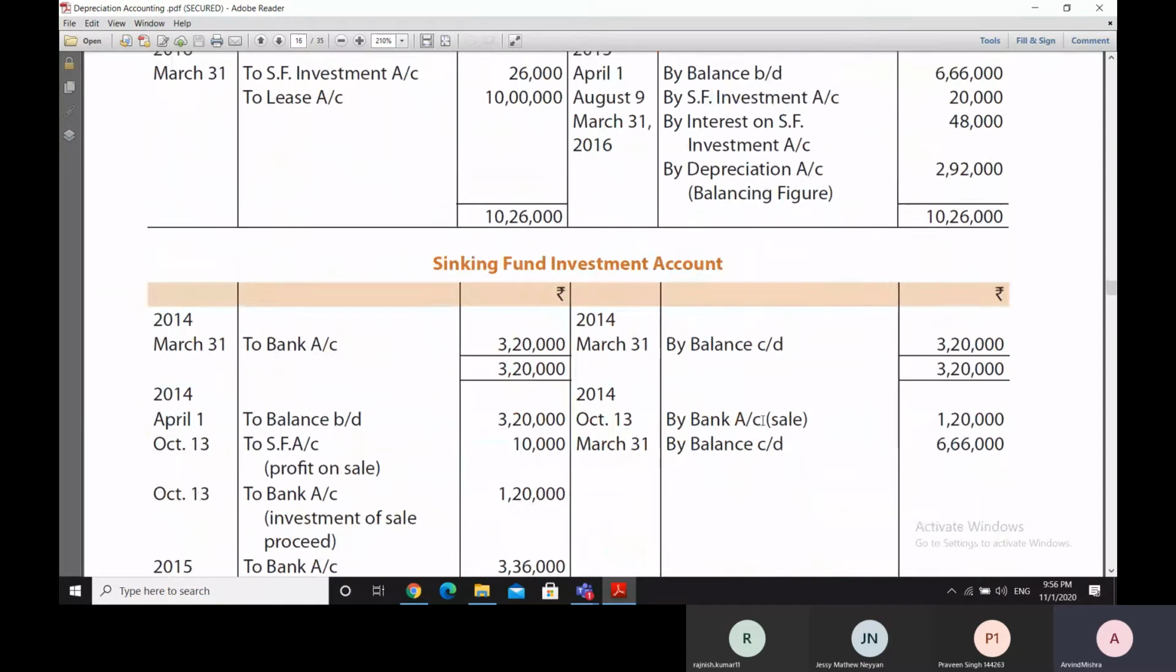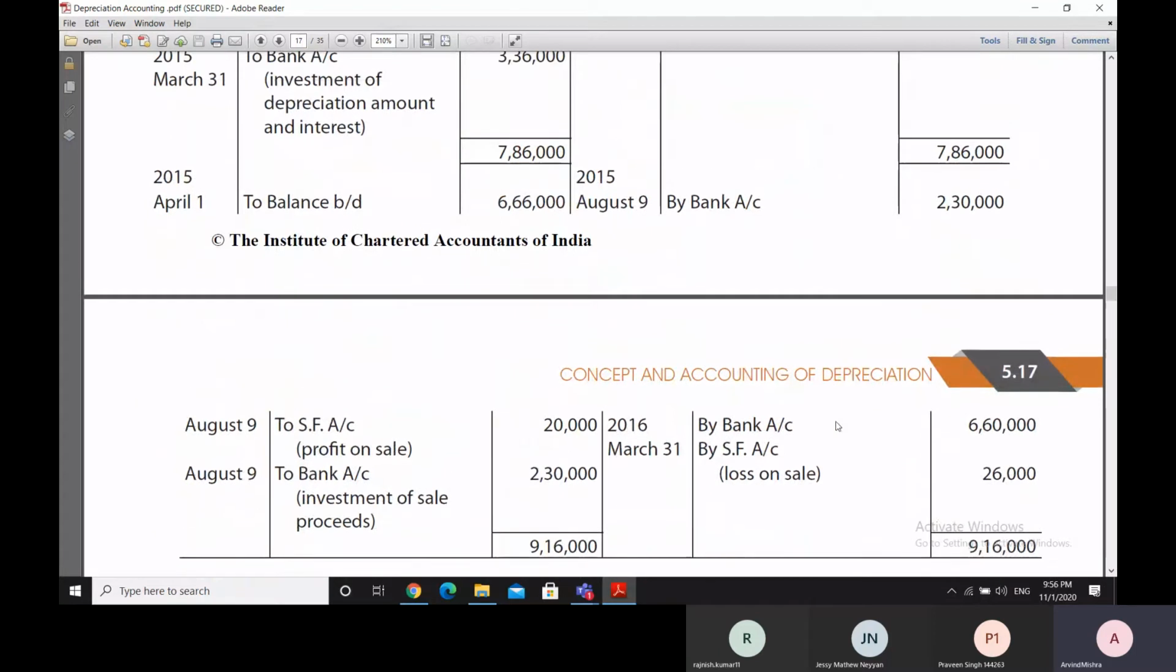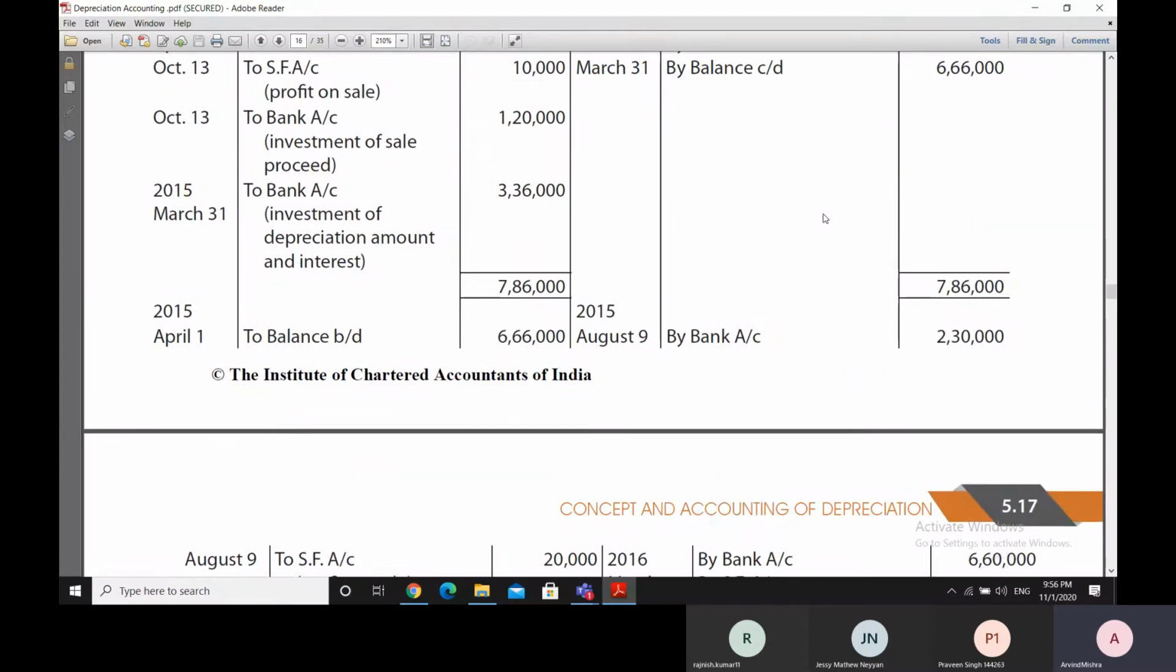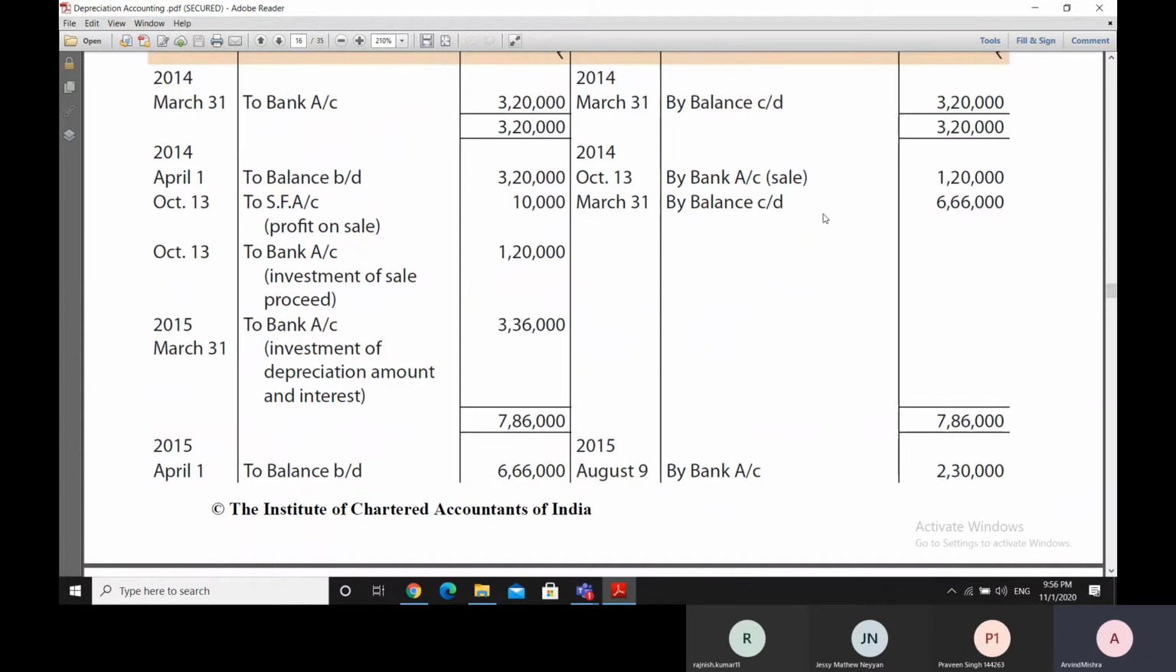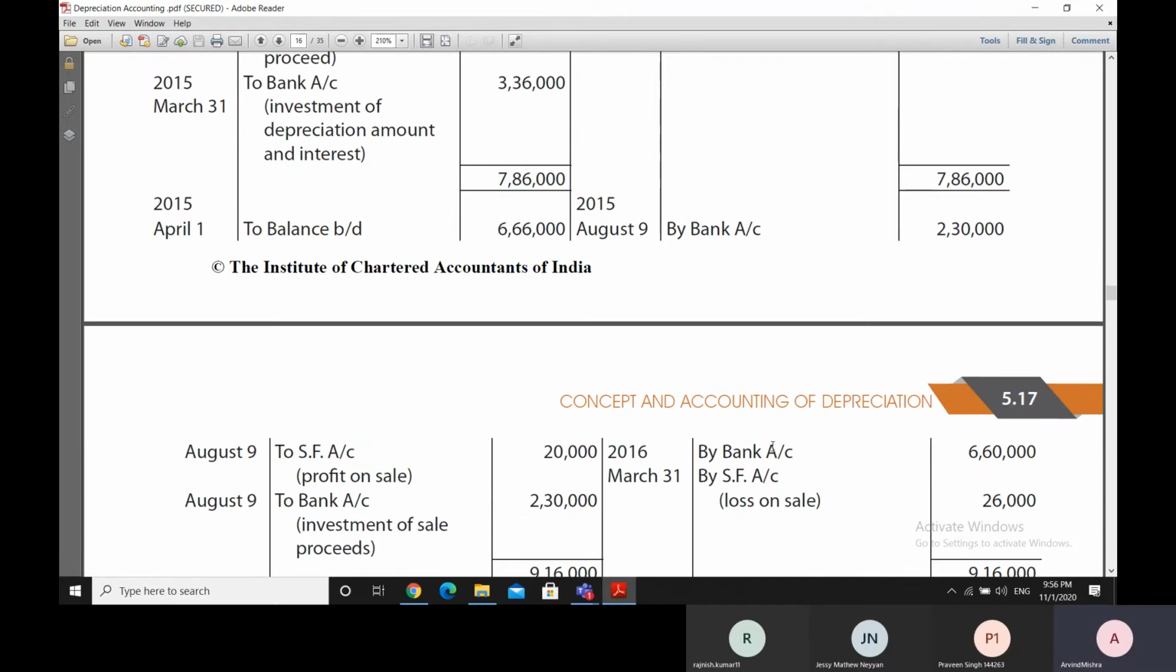So this 2,30,000 rupees will be credited to the sinking fund investment account and debited to the bank account, because this money is flowing into the bank account. We have made a profit of 20,000 rupees in this transaction, and therefore the profit on sale is transferred by debiting the sinking fund investment account and crediting the sinking fund account.